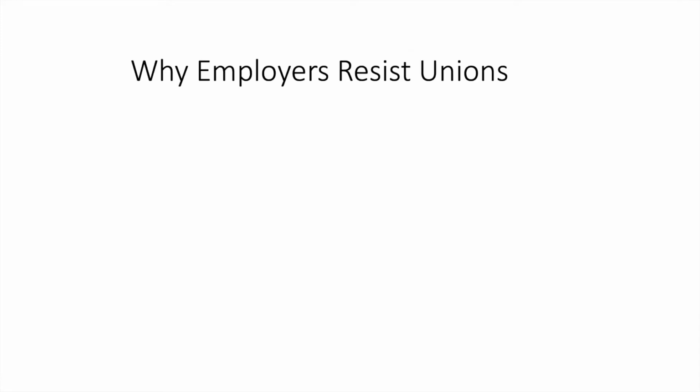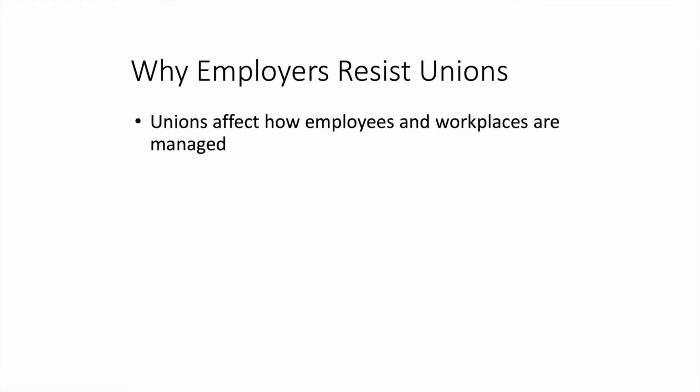Now, why do employers resist unions? Well, unions affect how employees in workplaces are managed. A boss, in most respects, should be a boss. He or she dictates how that operation should be run. But when a union comes in they dictate oftentimes or demand things upon the employer that may or may not coincide with what the employer wants to have done. So it prevents the employer from being able to exercise total control over his or her company.